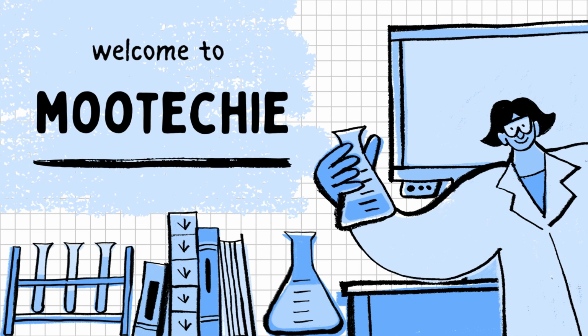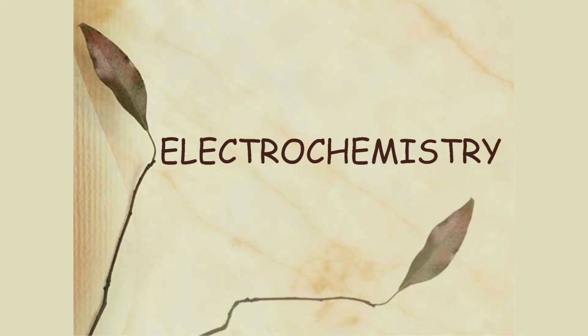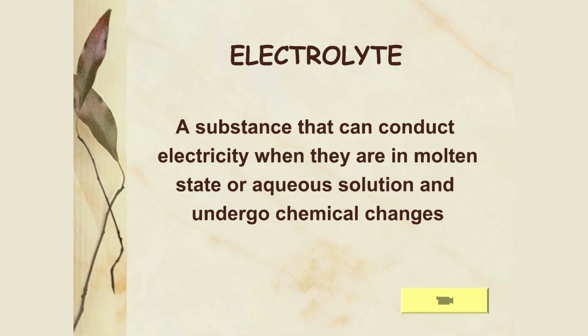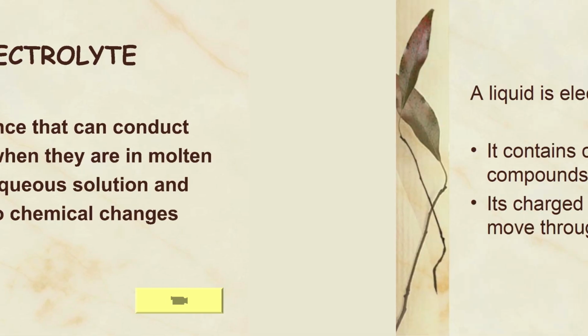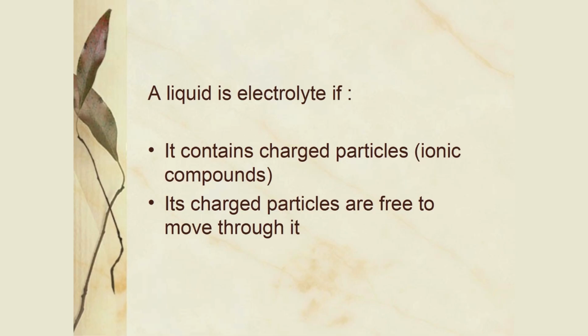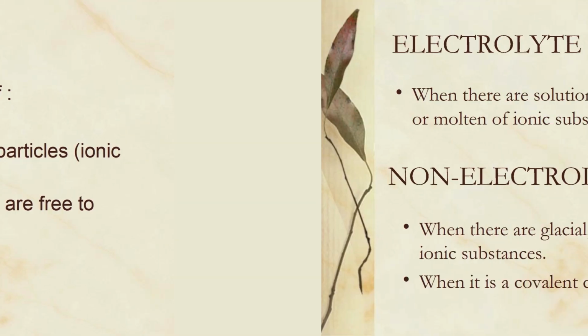Let's dive straight into our topic for today, electrochemistry. Now let's understand what an electrolyte is. An electrolyte is a substance that can conduct electricity when it is in a molten state or in an aqueous solution and undergo chemical changes. So a liquid is an electrolyte if, first, it contains charged particles which are typically ionic compounds, and second, its charged particles are free to move through it.